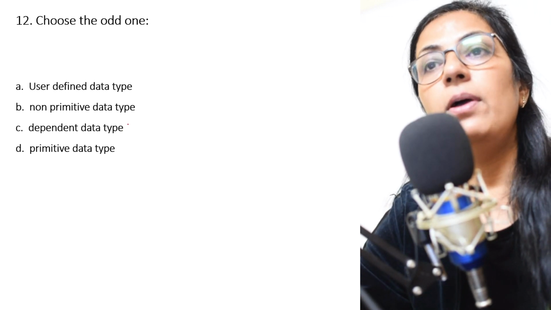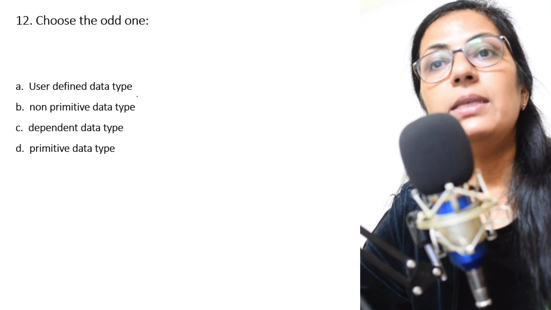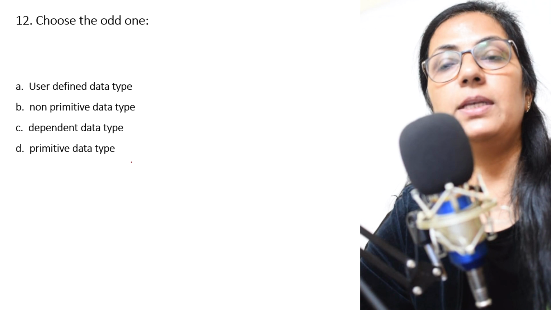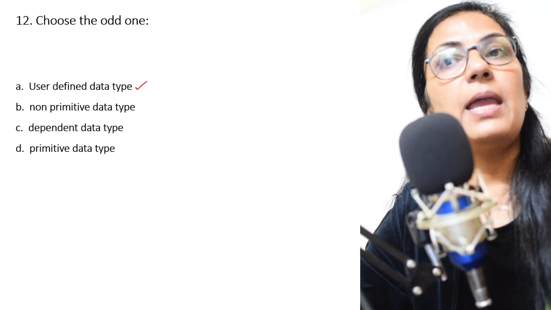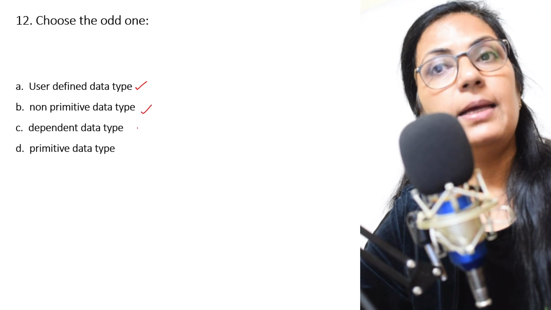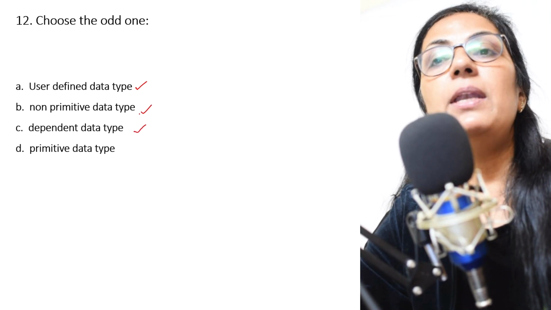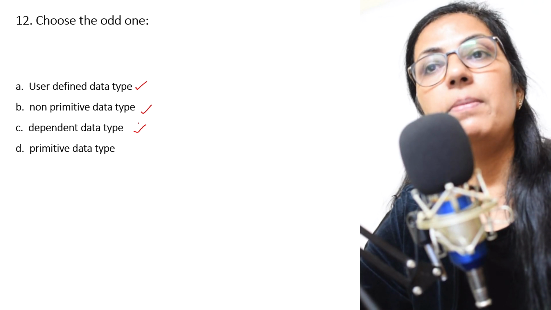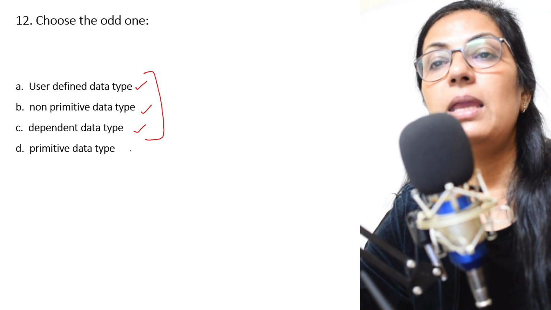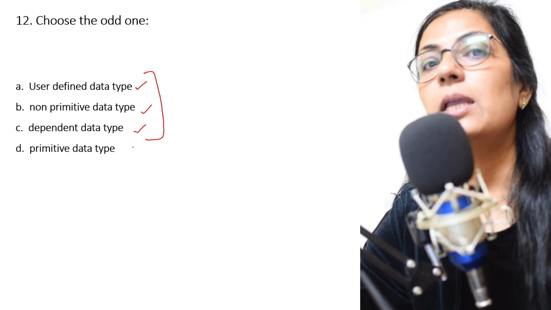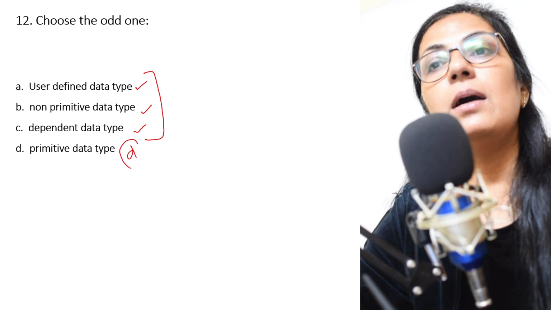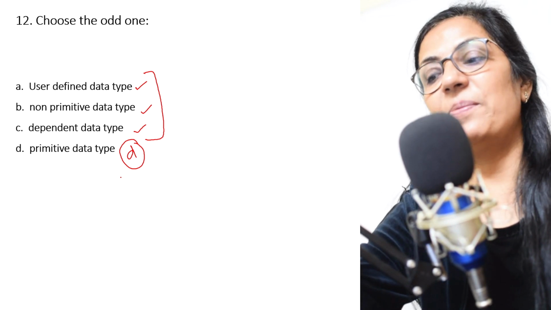Next we have the options: user defined data type, non-primitive data type, dependent data type, and primitive data type. User defined data types are non-primitive data types. Dependent data types are also non-primitive data types. So all these three are the names of non-primitive data types, like you have arrays and class, right? So option D is the odd one which is not in this group, right?